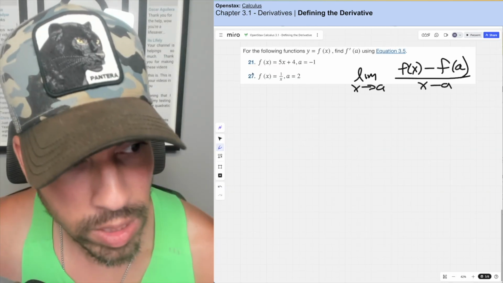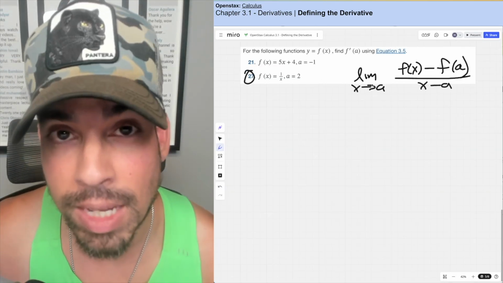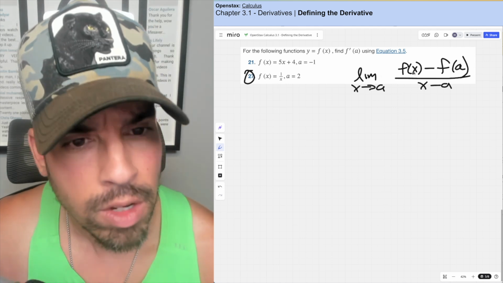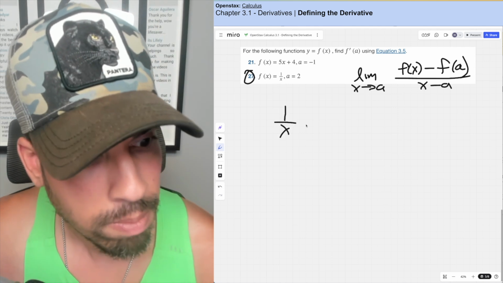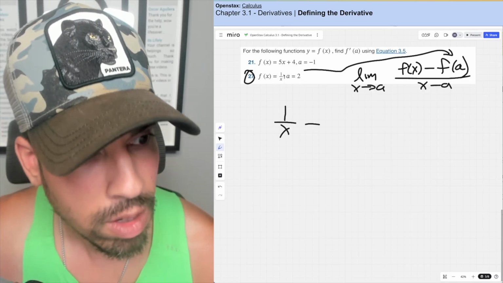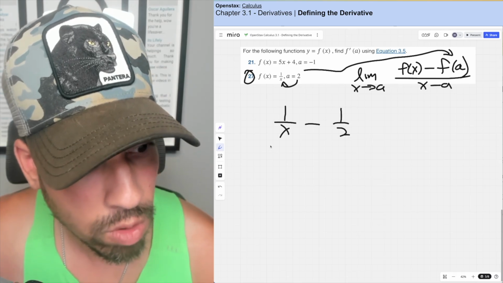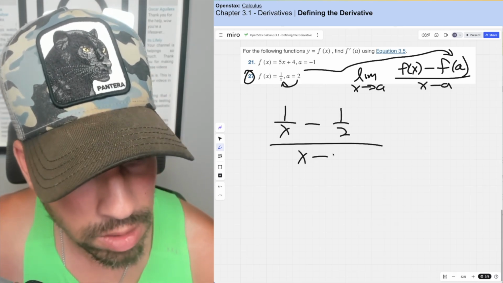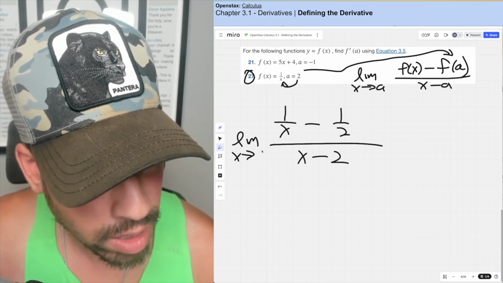Done. So for 27, we're going to use this formula, f of x minus f of a over x minus a, the limit as x approaches a. So let's start us off here. So we got f of x, which is 1 over x, minus f of a. A is 2, so plug 2 in right there. And then that is 2 in for x, which is 1/2, over x minus a. And this is the limit as x approaches a, which is 2.